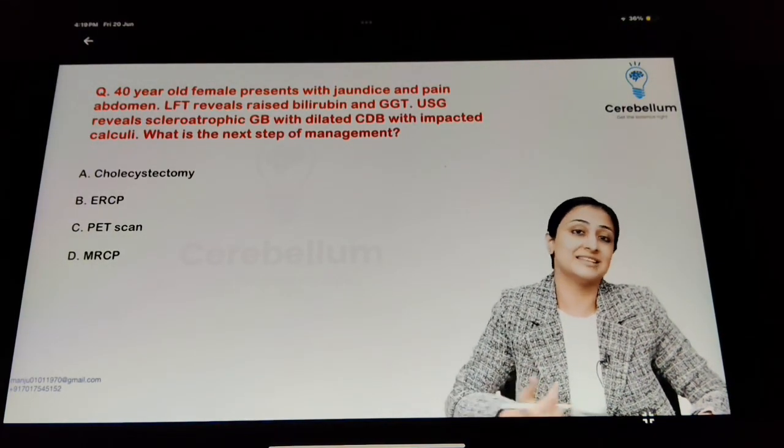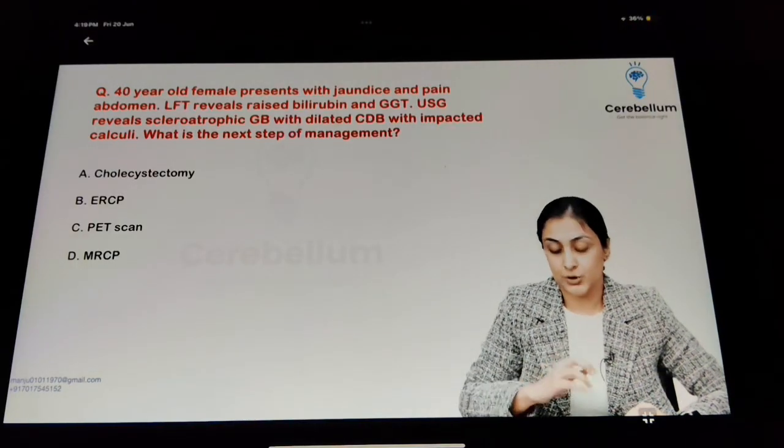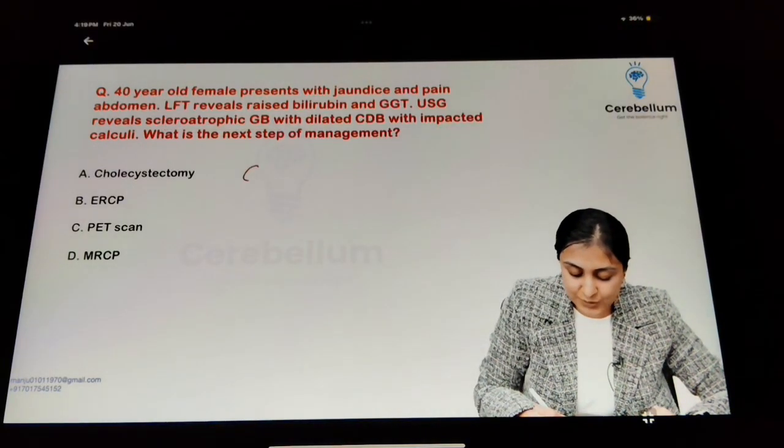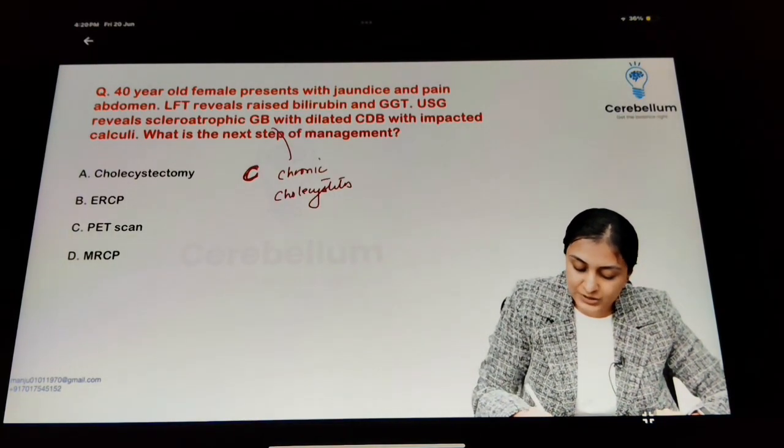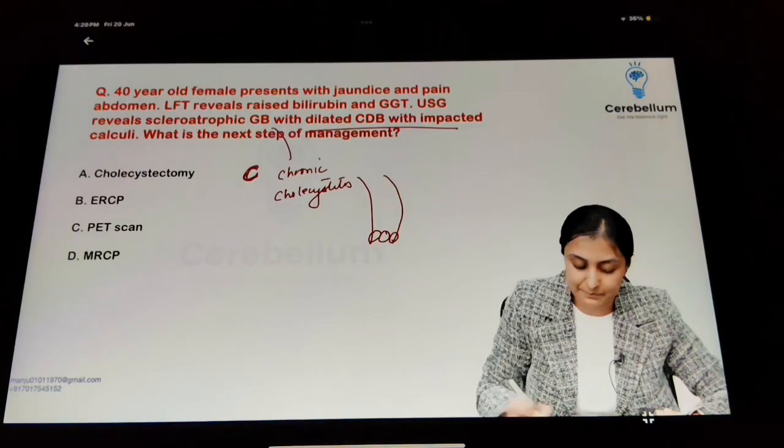Every time they change one thing and the answer changes. So you got to be very thorough with this topic. Okay. So what we see here is that the ultrasound shows me a scleroatrophic gallbladder. It's just a fancy way of saying that GB is contracted, and that is what we see in a patient with chronic cholecystitis. Again, now they tell me there's dilated CBD, but they also mention there are impacted calculi.